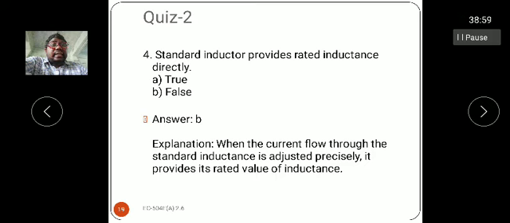The standard inductance provides the rated inductance directly. This is false, because when the current flowing through the standard inductance is adjusted precisely, it provides its rated value of inductance. That's why the statement that the standard inductor provides the rated inductance directly is false.